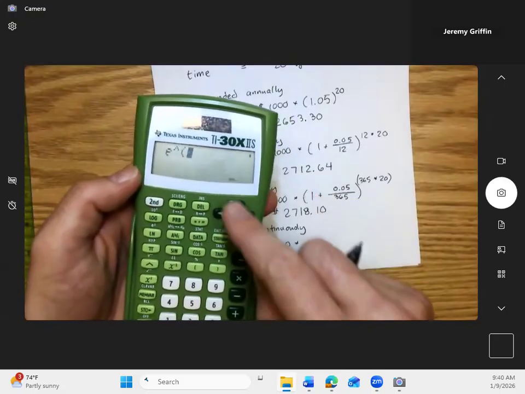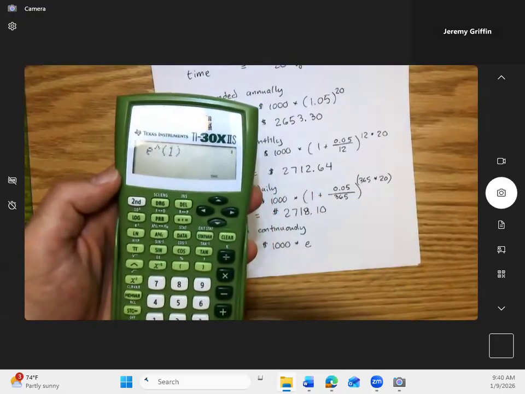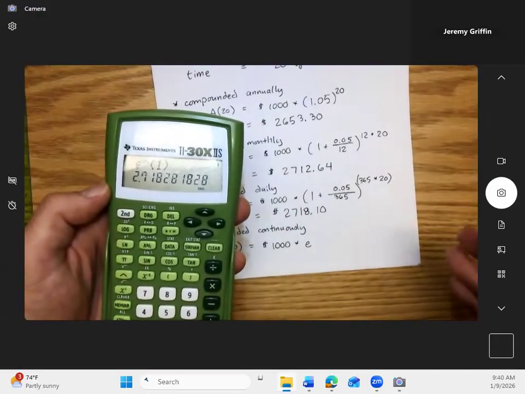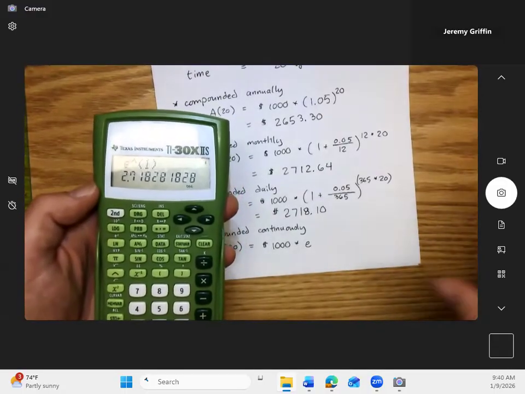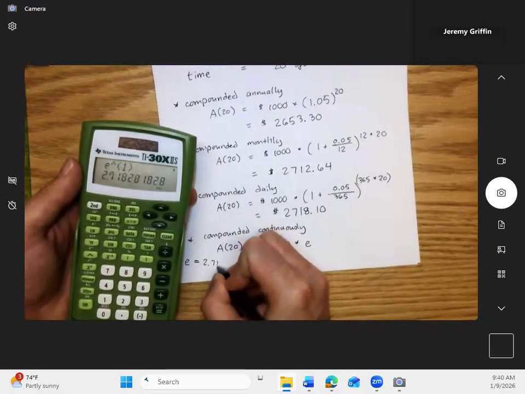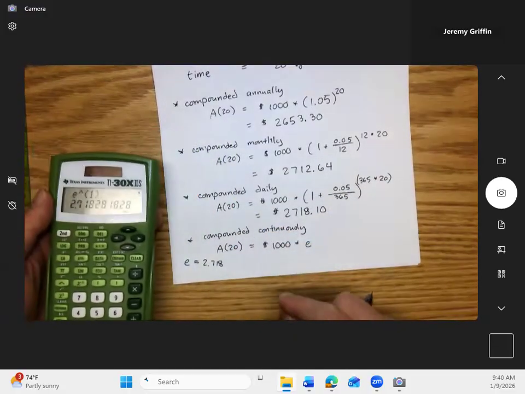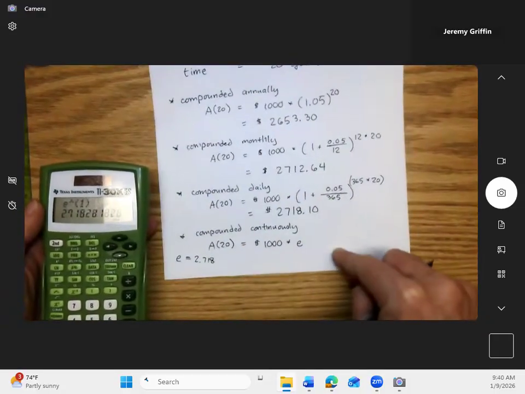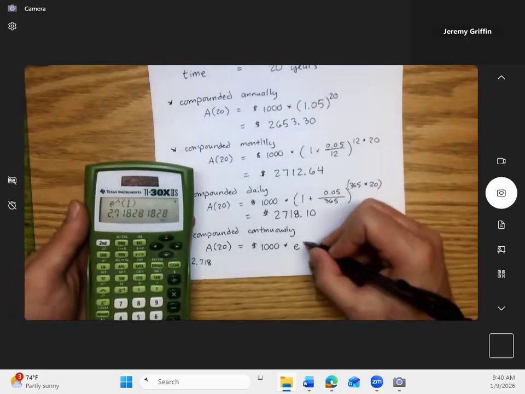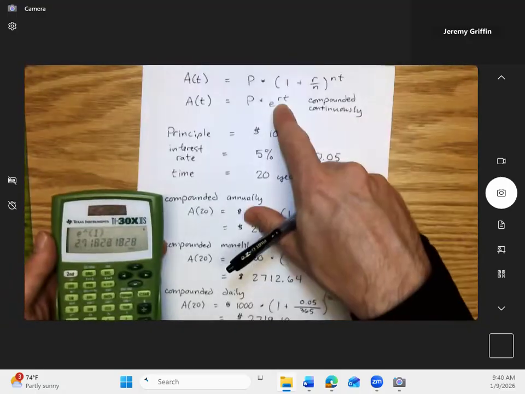Then type 1. We're just going to do e to the power 1. Now this is an irrational number, so it's non-repeating, kind of like pi. It's approximately 2.718. And this has some interesting mathematical properties, including the use we're about to make of it for continuous compounding. We're going to do e to the power of r times t.